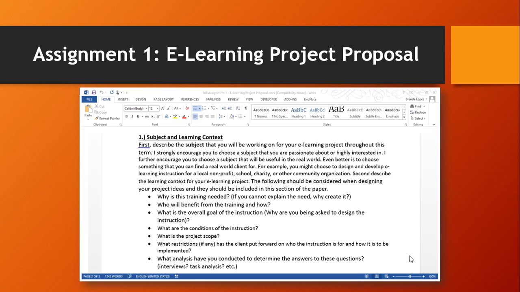So the first section of that e-learning project proposal is going to be your subject and learning context. And you have there a series of questions that will guide your discussion of what you need to have in this section.